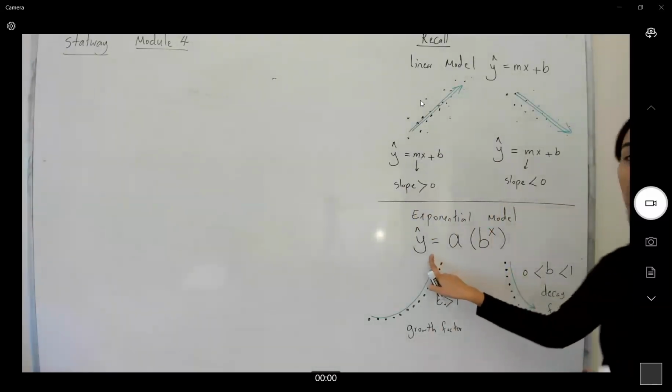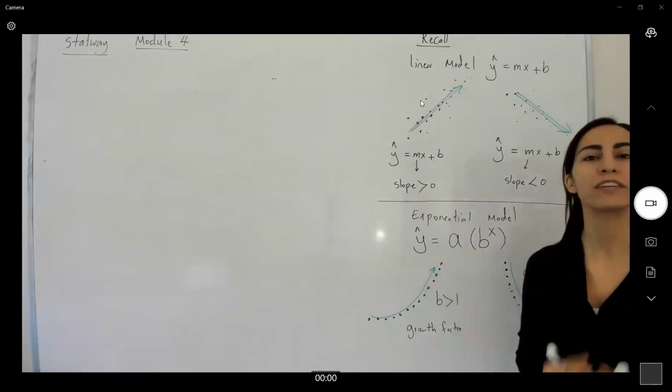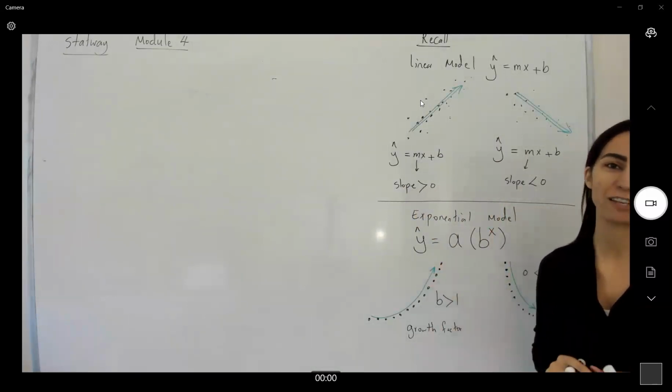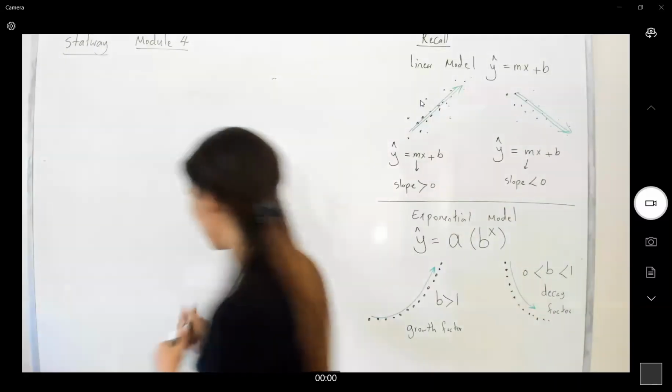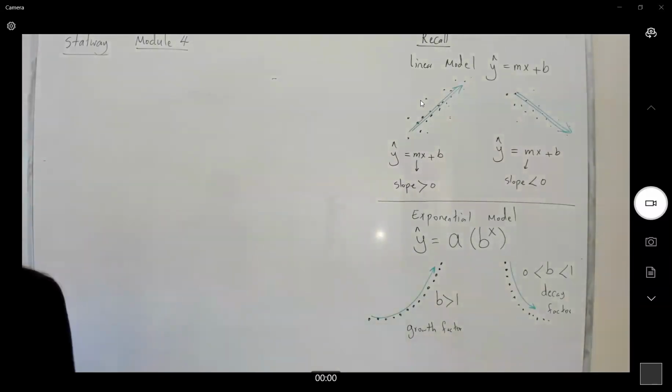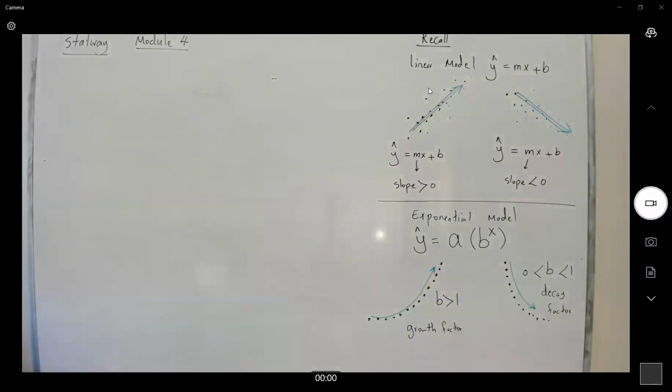Why do we define y hat? Because we want to make predictions about other values. Today we're going to continue with another example, analyzing that example, to see what information we can derive from our pattern and eventually the mathematical model.